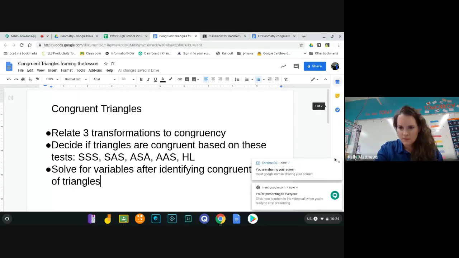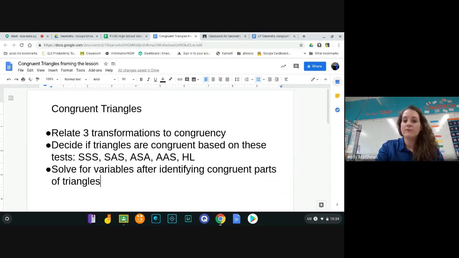Hi students, today we're going to continue learning about congruent triangles. In the last video we talked about transformations and how they relate to congruency. Today we're going to decide if triangles are congruent based on these tests. So these tests are like shortcuts.